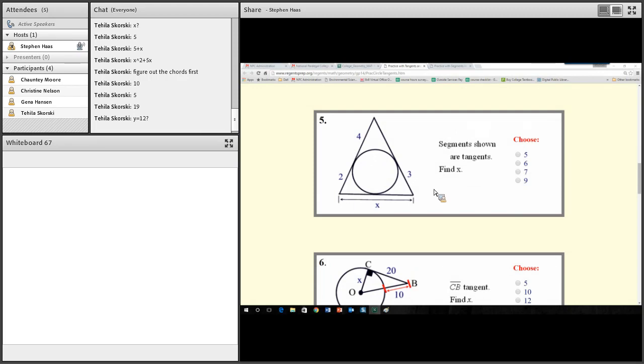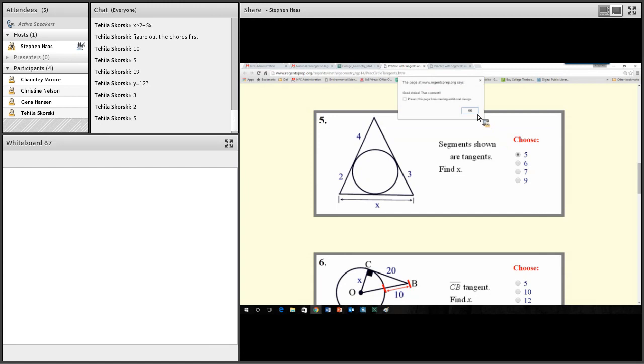Find x. How do we find x? This should be extremely easy, folks. How do we find it? Well, we know that all tangents are the same, right? So if this tangent is 3, what's this tangent? Also 3. And if this tangent is 2, well, then what's this tangent? Also 2, right? So what's x altogether? X is 2 plus 3, which is, of course, 5.